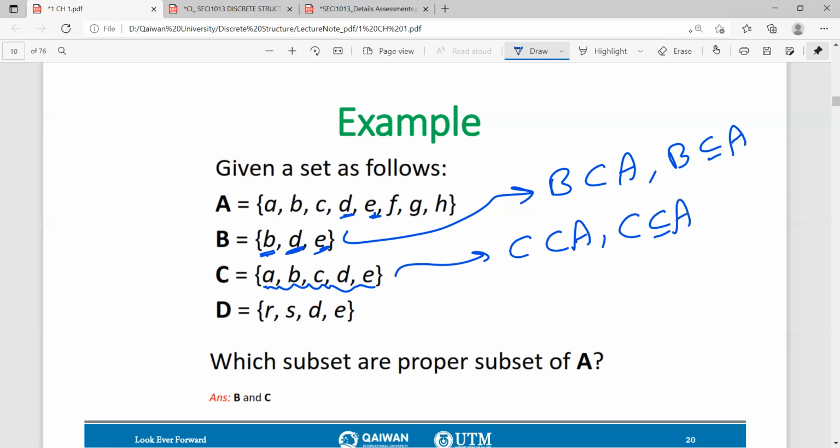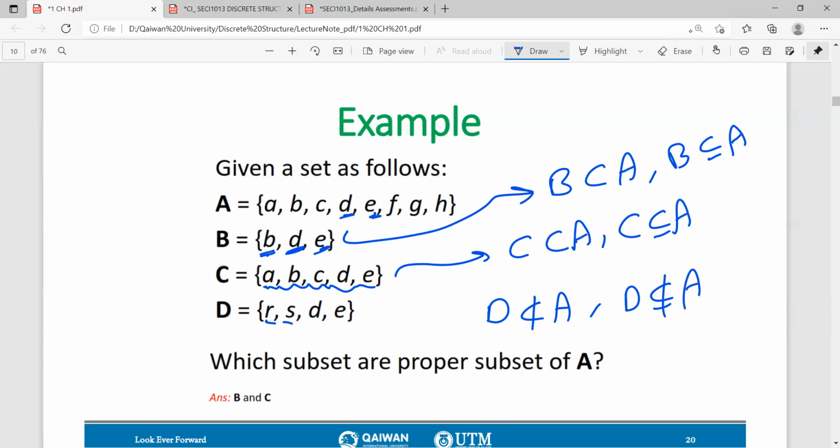For the last one, D is R, S, D, and E. Can you find all elements of D in A? No, because here we have R and S, and in A, we have no those two elements. That means D is not a proper subset of A, and even it's not a subset of A.